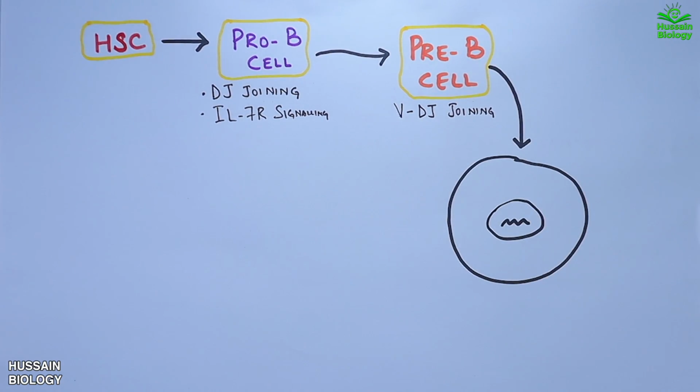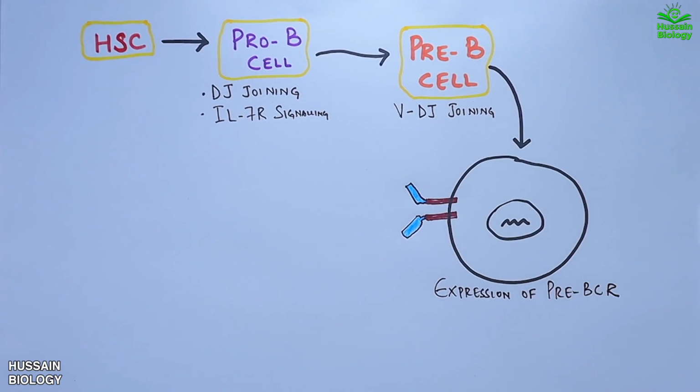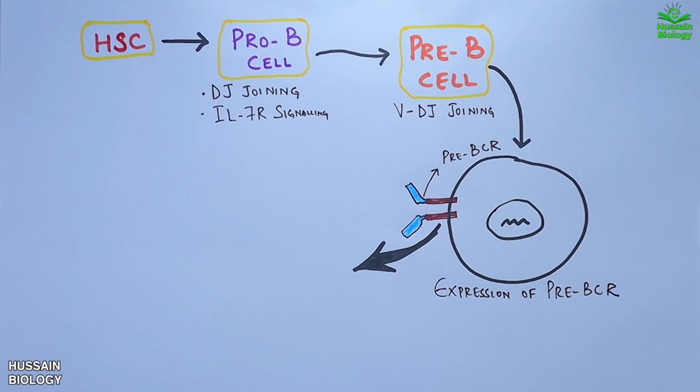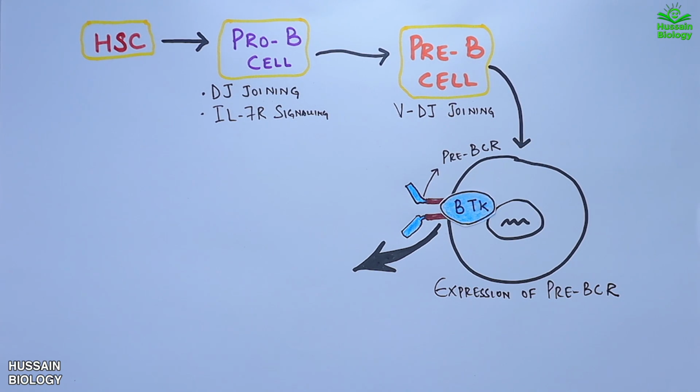At this point, a pre-B cell receptor or pre-BCR is expressed on the surface of the cell as shown in the diagram. This pre-BCR complex is composed of successfully rearranged heavy chains paired with surrogate light chains. The pre-BCR signaling is a crucial checkpoint in B cell development, and this process is mediated by BTK or Bruton Tyrosine Kinase, which is recruited to the pre-BCR complex as shown in the animation. It must be noted here that the detailed pathway of pre-BCR signaling has been discussed in a separate video.